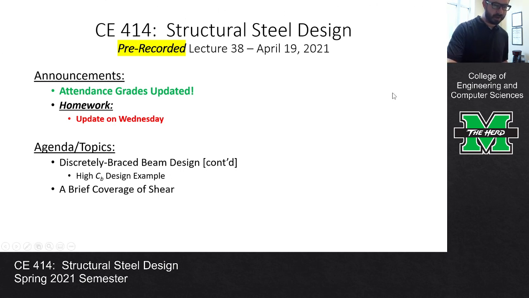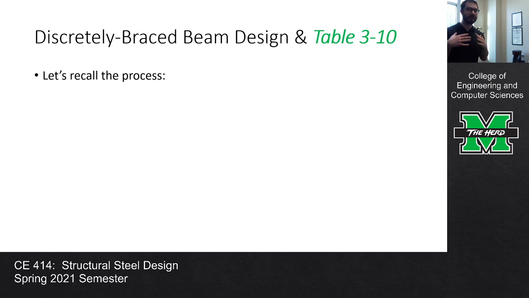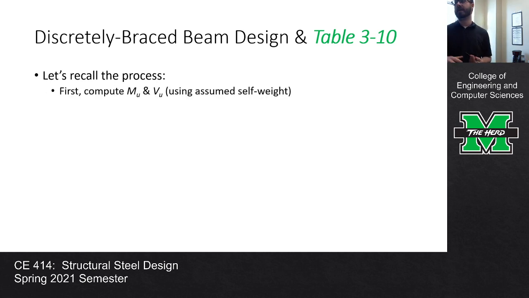And first off, I want to talk a little bit about the process for discretely braced beam design. By now, we should have all used this process to select a beam in our previous lecture, but let's just recall this to make sure that we're good with where we're at. So the first thing that we do is our structural analysis. We compute the factored moment, and while we're at it, we might as well compute the factored shear.